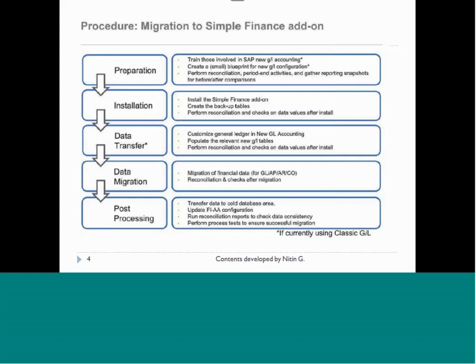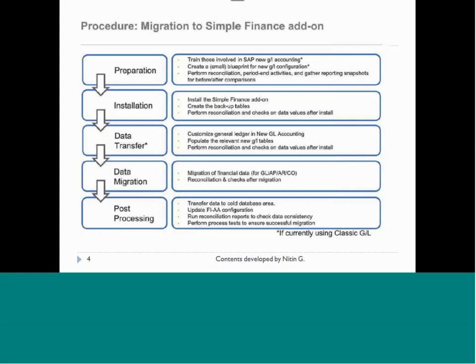Train those involved in SAP New GL accounting. Create a small blueprint for the new GL configuration. Perform reconciliation and period end activities. Gather reporting snapshots for before and after comparisons. If you see the first and second points, train those who are involved in new GL and the small blueprint, they are marked with a star, and that star means if you are currently using classic GL.